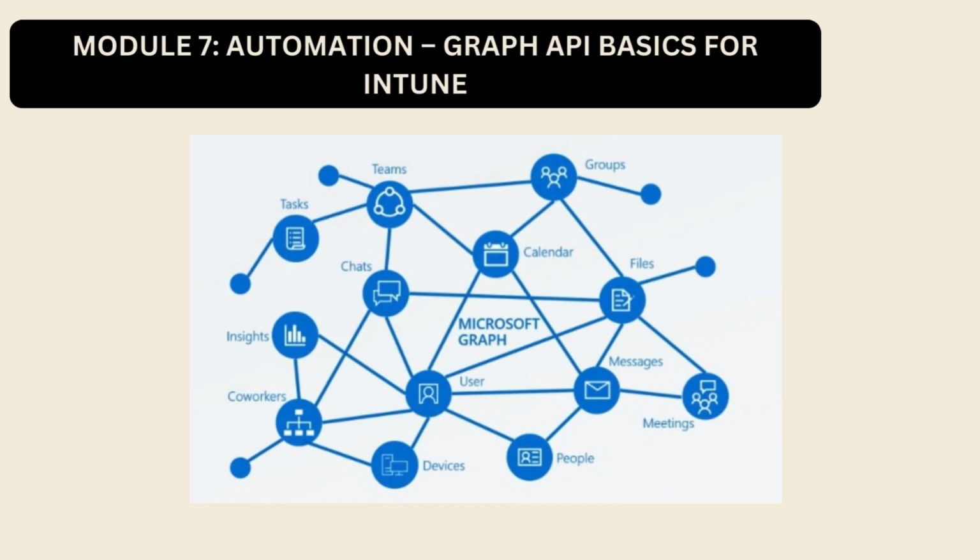Module 7: Automation, Graph API Basics for Intune. This module introduces automation using the Microsoft Graph API. Learn how to automate Intune tasks, retrieve data, and integrate Intune with scripts and external tools.